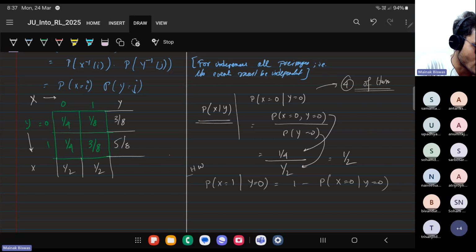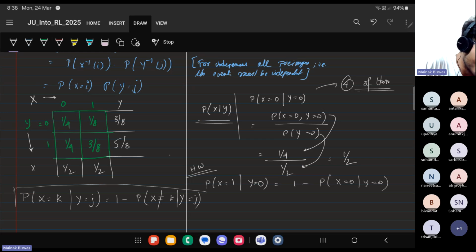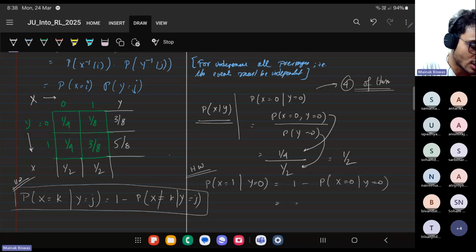Why is this true? My homework to you is: the probability of an event x equal to k, given y equal to j, is the same as 1 minus the probability of x not equal to k, given y equal to j. Sorry for that computer science notation. Write it in terms of events and show it to me in the Teams. So this is going to be 1 minus half, that is half again. Fine.